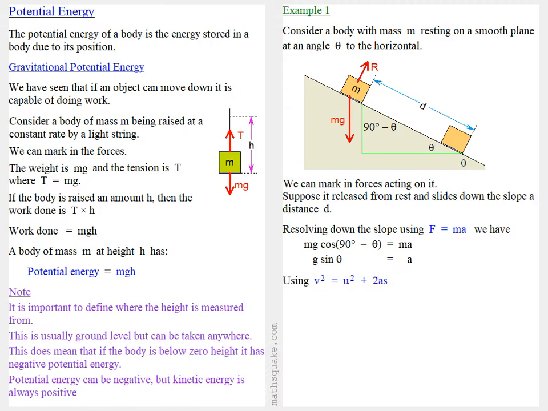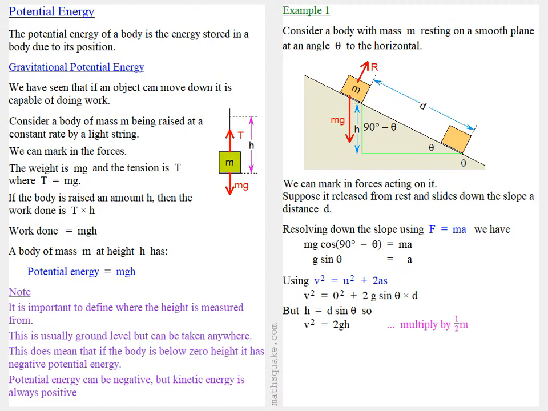Now if we use the equation v squared equals u squared plus 2as, it starts from rest, so u is naught. We have a equals g sine theta, and the distance s is d. So that gives us v squared equals 0 squared plus 2g sine theta times d. But if we look at the triangle underneath the slope, we see that h is equal to d sine theta. So that gives us v squared is equal to 2gh.